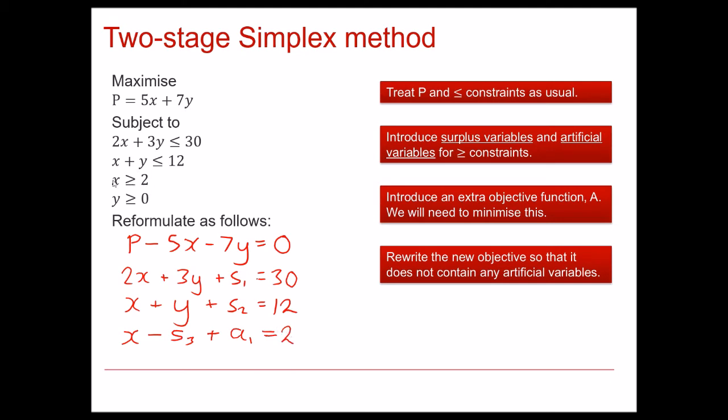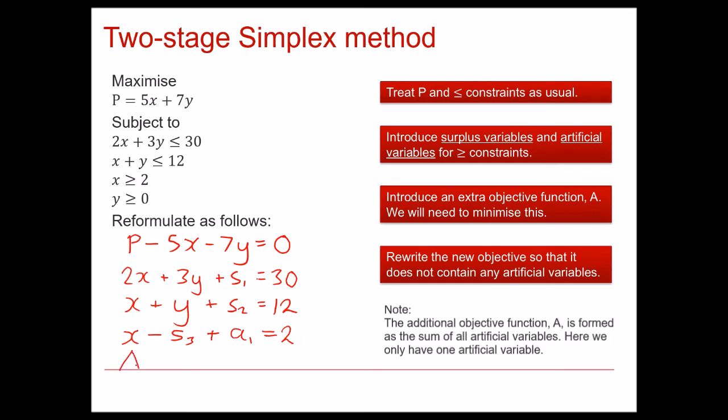So that's come from this condition. Whatever this condition is, whatever we've got, we'll subtract the slack variable and add an artificial variable. And then finally we have this new objective function, A. So we're dealing with two objective functions now, and we write this without any artificial variables. So it's going to look almost the same as the expression above it. So we've got x minus s3, but we don't have the a1, and we still have the 2 on the right.